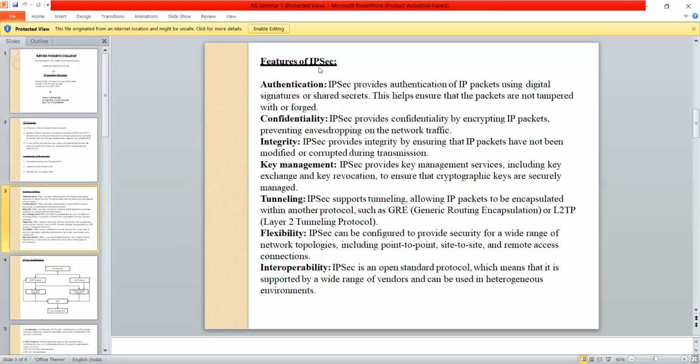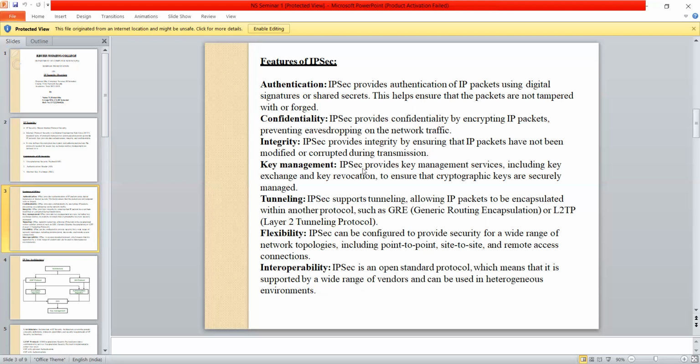Now the features of IP security. Authentication: IP security provides authentication of IP packets using digital signatures and shared secrets. This helps ensure that the packets are not tampered with or forged. Confidentiality: IP security provides confidentiality by encrypting IP packets, preventing eavesdropping on the network traffic. Integrity: IP security ensures that IP packets have not been modified or corrupted during transmission.